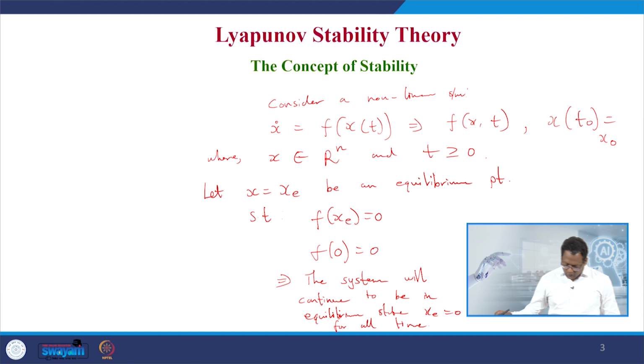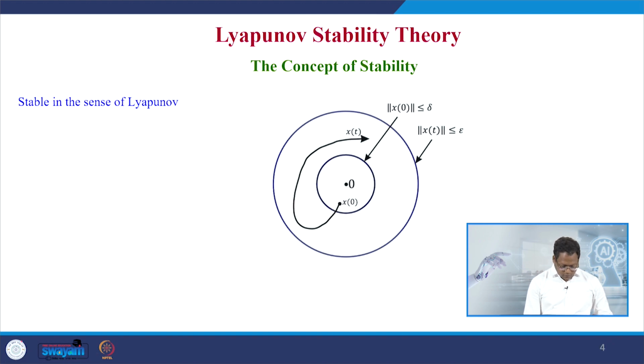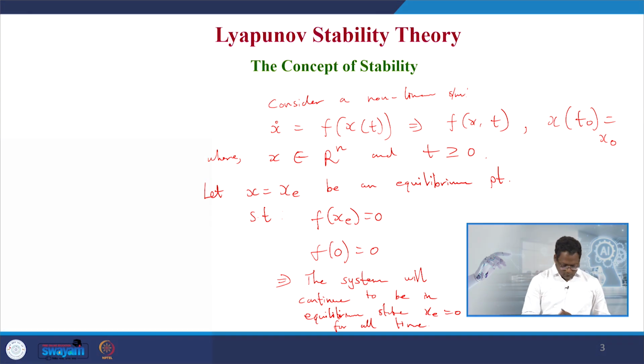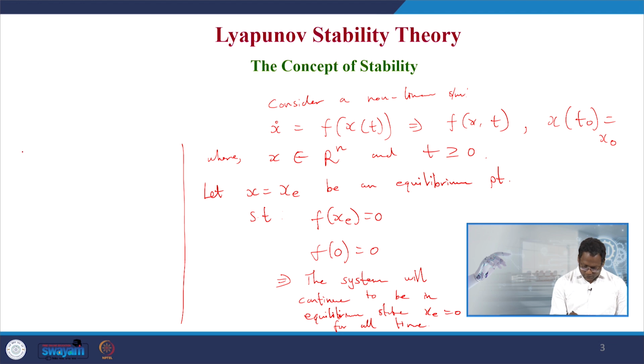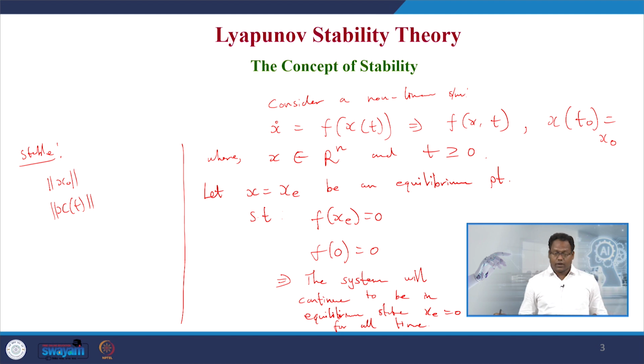Okay, so this equilibrium point is said to be stable in the sense of Lyapunov, if we are able to select a bound on the initial condition so that it will result in the state trajectory x of t remaining within a chosen finite bound.